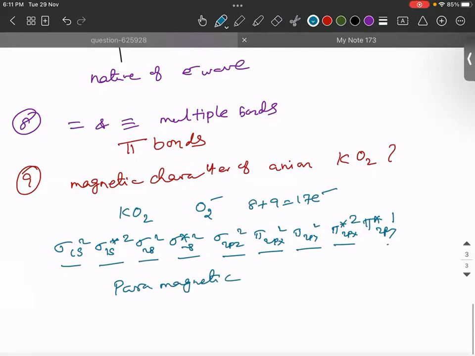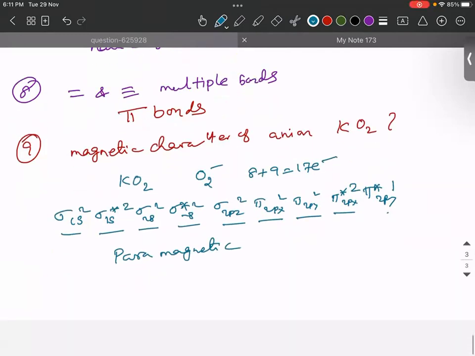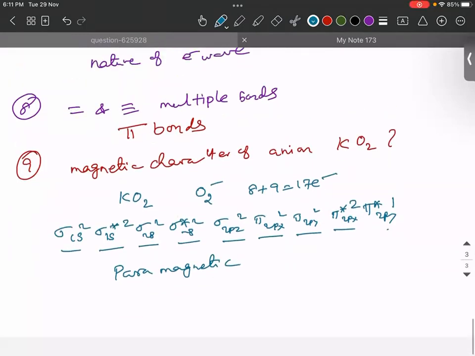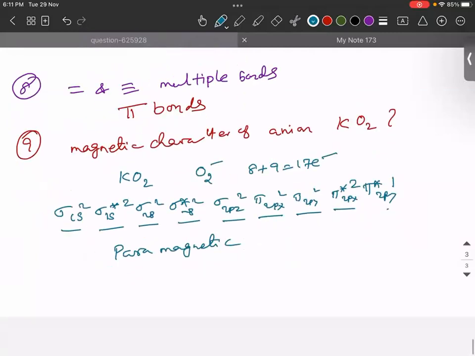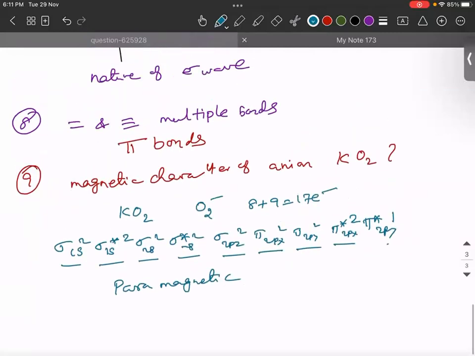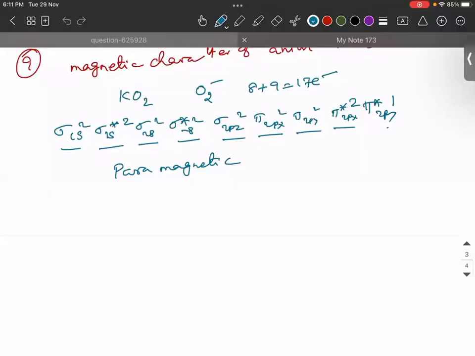Okay. So next one. What is the shape of the following molecules using VSEPR theory? Using VSEPR theory, you have to predict beryllium chloride and SiCl4.